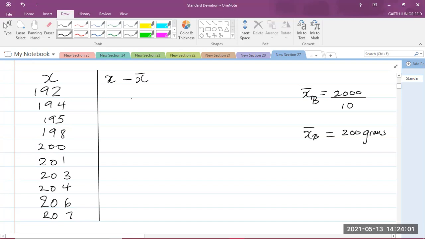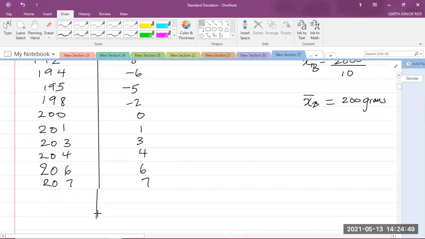That's 192 minus 200, that's negative 8. 194 minus 200, that's negative 6. 195 minus 200, that's negative 5. 198 minus 200, that's negative 2. 200 minus 200, that's 0. 201 minus 200, that's 1. 203 minus 200, that's 3. 204 minus 200, that's 4. 206 minus 200, that's 6. 207 minus 200, that is 7.